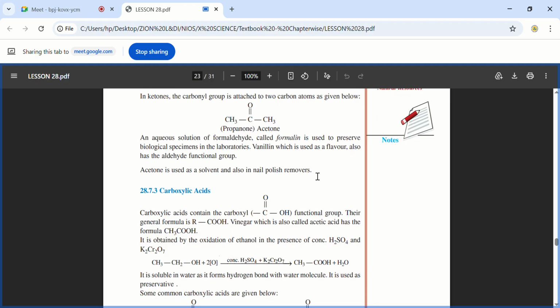Now, the first compound of aldehyde is formaldehyde. Its commercial name is formalin. Vanillin is nothing but vanilla. Vanilla is used for making cakes, ice creams, chocolates.